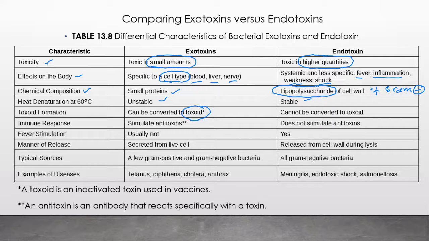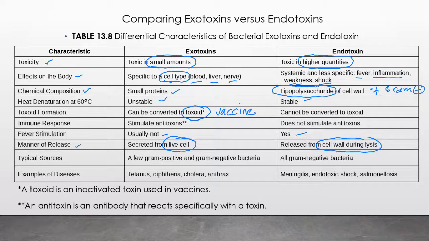So toxoid is actually a weak type of toxin that can be used as a vaccine. So vaccines can also be made of toxin. It's called the toxoid. The endotoxin cannot be converted into toxoid. Fever stimulation is usually not for the exotoxin, yes for the endotoxin. Manner of release, again, this exotoxin is produced by live cells, while the endotoxin is produced by cells that are destroyed.